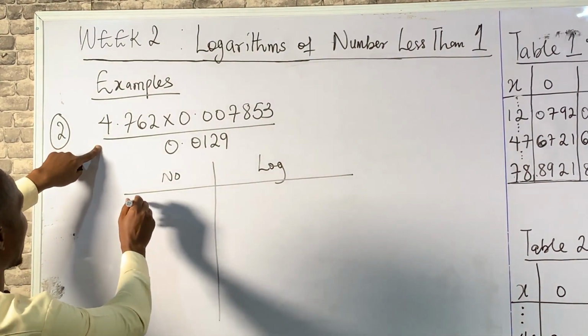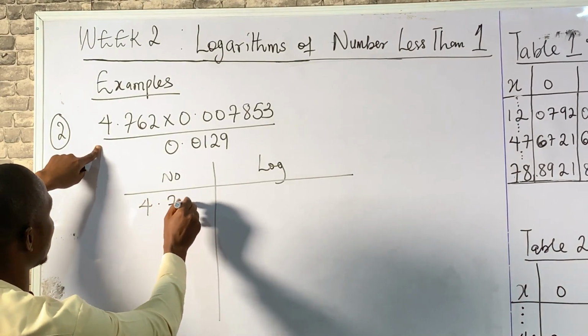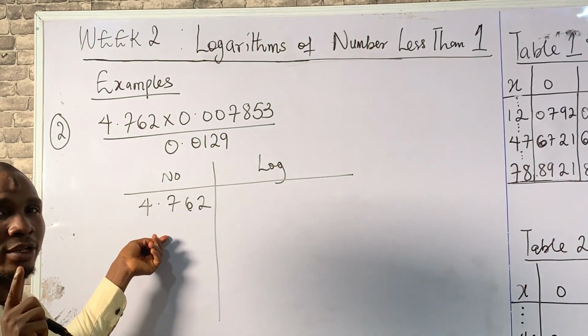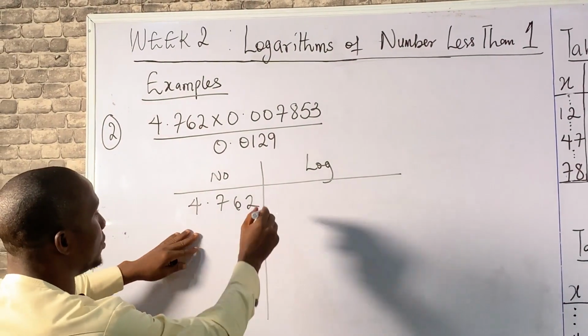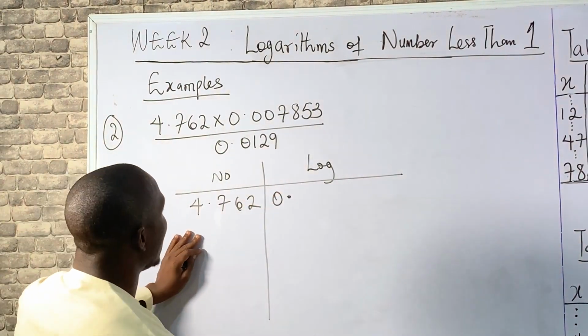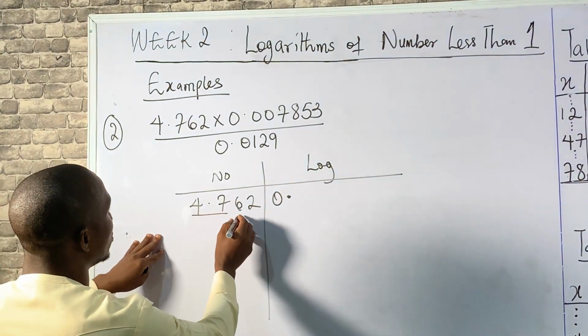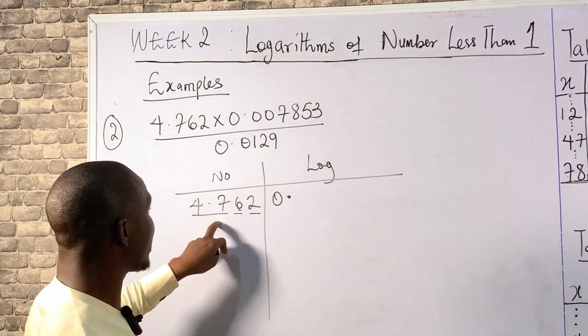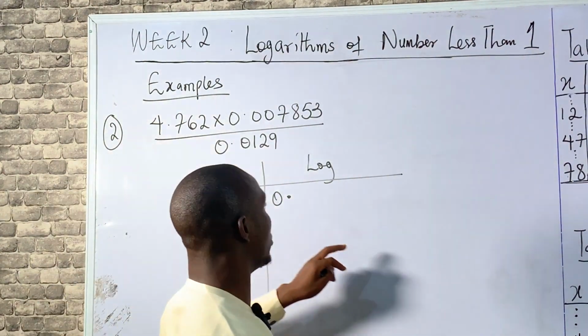So the first number here is 4.762. So here, the characteristic is just 1. You subtract 1, that will be 0 point. Then we check 47 under 6 difference 2 using the logarithm tables. So we check 47 under 6. So let's look at logarithm tables.